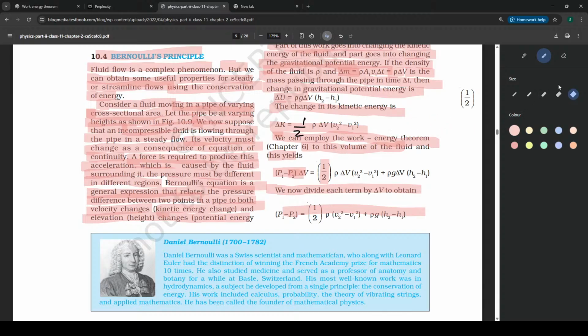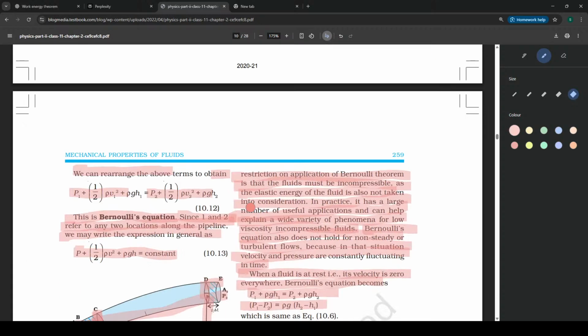Work done we got from the prior equation. This we will get from the work energy principle. Now, since delta V is common, we cancel it out. We will get Bernoulli's equation, or by rearranging them, we will get P plus half rho V square plus rho g h, which is equal to a constant. We can try to derive it ourselves. Let's do it.